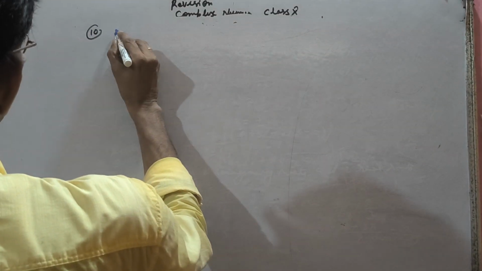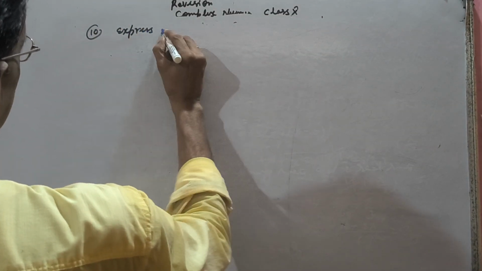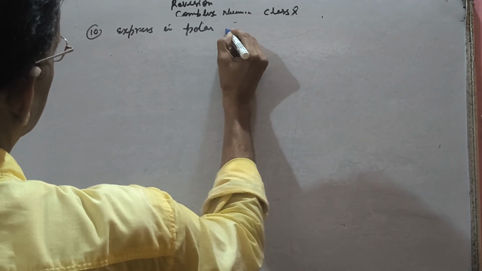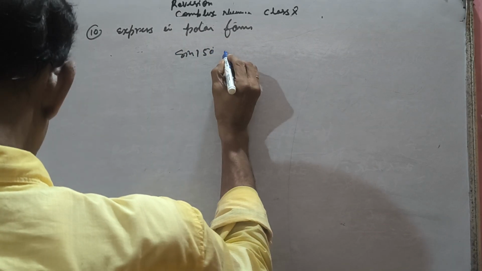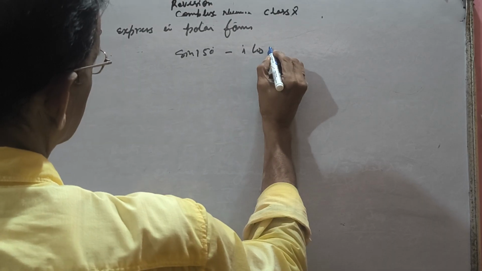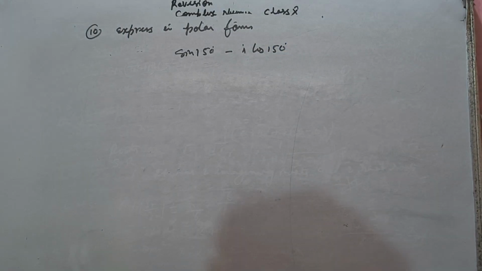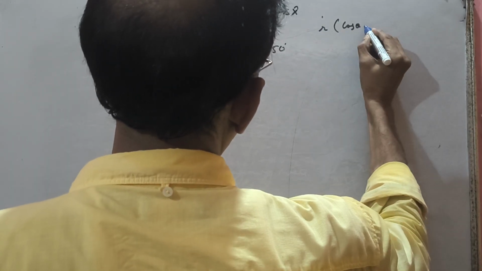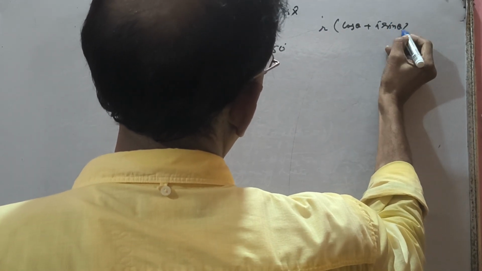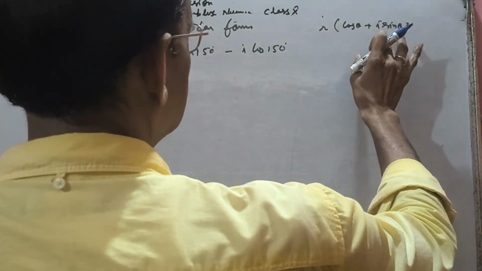To express in polar form: the question is given as sin 150 degree - i cos 150 degree. See, polar form is trigonometric form. So it is already in trigonometric form, but the actual form is r(cos theta + i sin theta). So you need to express this in this form.